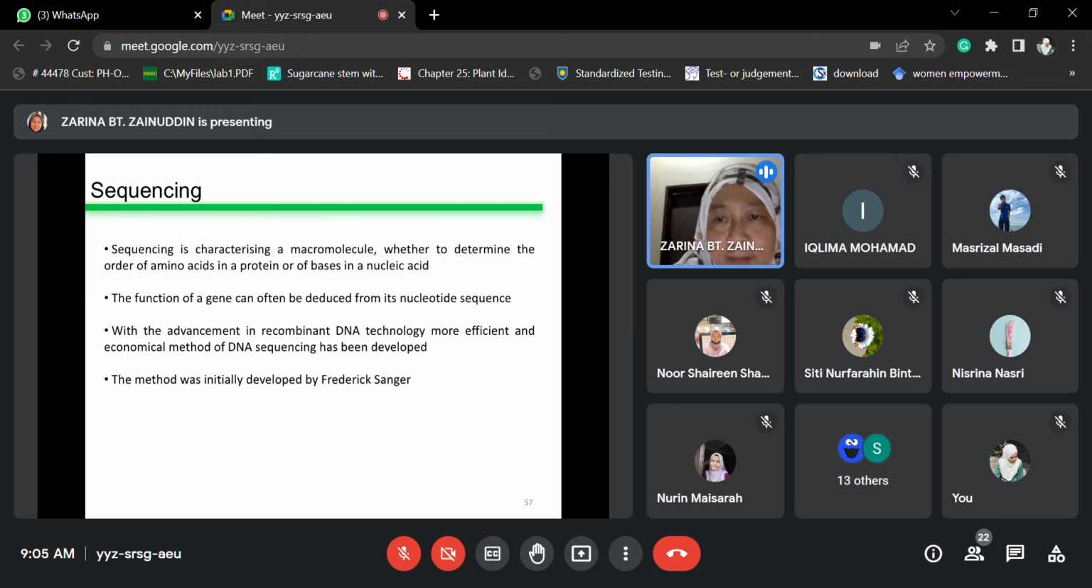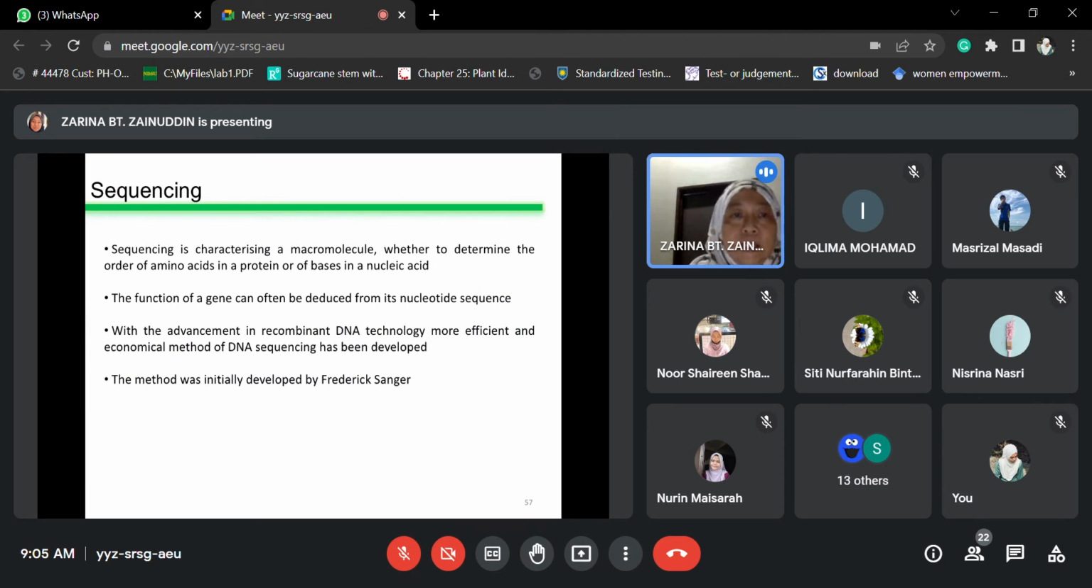So sequencing, you know, is where we sequence either the nucleic acid or the protein. We want to know the sequence, for example, the ATGC and so on, or we want to sequence the protein, to know the amino acids, for example proline, tyrosine, and so on. So sequencing is to characterize a molecule, whether to determine the order of amino acids in a protein or to determine the bases in a nucleic acid.